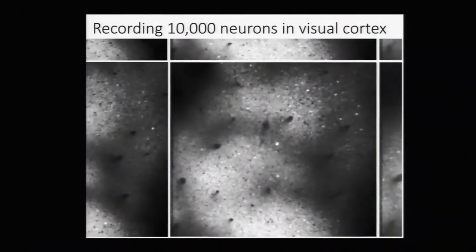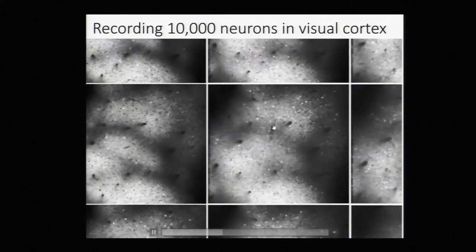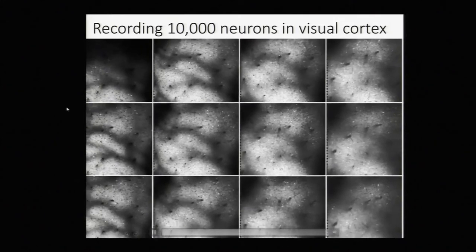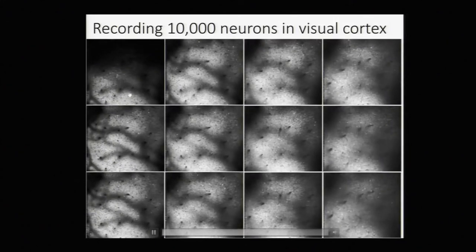Here's an example of some of the data. These neurons are flashing away as they do. And there's 11 planes. This one here is the flyback plane, so don't count this. But there's 11 different planes that image down to about layer 4 of visual cortex. And when you add it all up, you get 10,000 neurons. The difficult part is not the experiment, it's the informatics.